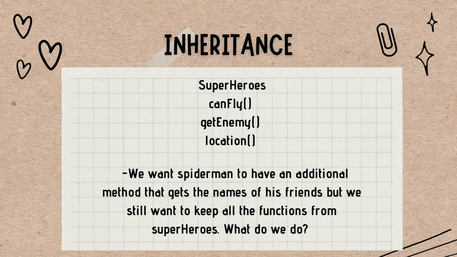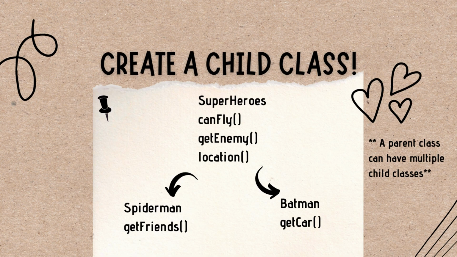Now what we have is we want to create Spider-Man, but we still want all the same code from superheroes. We just want to add one more thing. So we don't want to rewrite an entire class and rewrite the entire code. Instead of doing that, we can create a child class. When we create a child class, it inherits all of the methods from the parent class and also adds additional methods. So in this example, Spider-Man would be a child of superheroes.